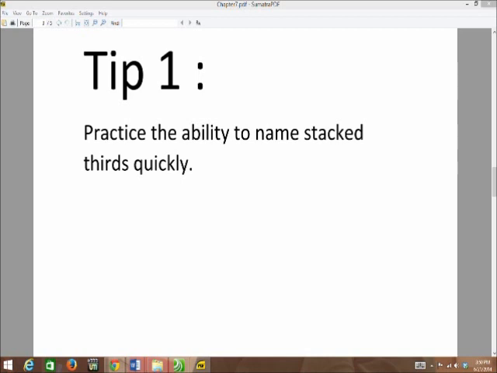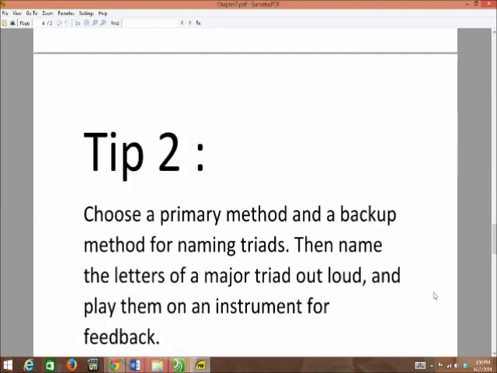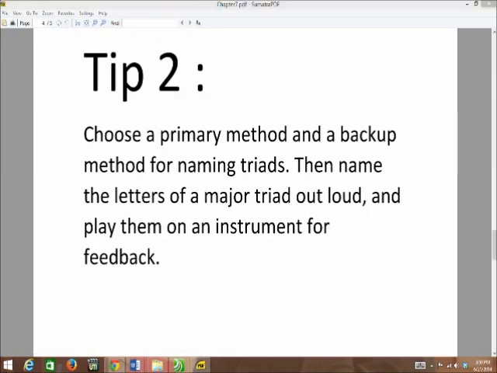If your starting note is on a line, keep naming lines above it. If your starting note is on a space, keep naming spaces above it. Tip 2. Choose a primary method and a backup method for naming triads.